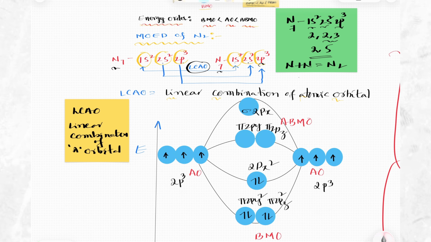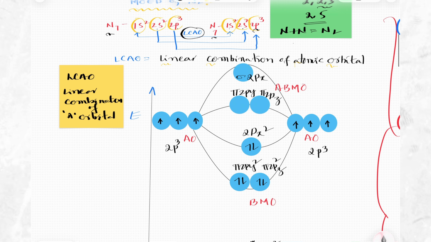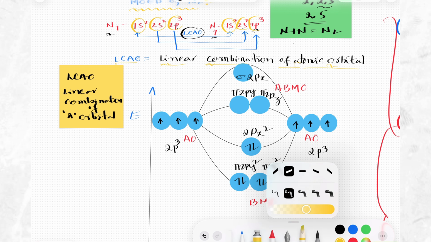See this, all of you. What is a linear combination? Linear combination of atomic orbitals. Clear? So that linear combination of atomic orbitals we are discussing here completely. All of you concentrate here. Very important. See this diagram.